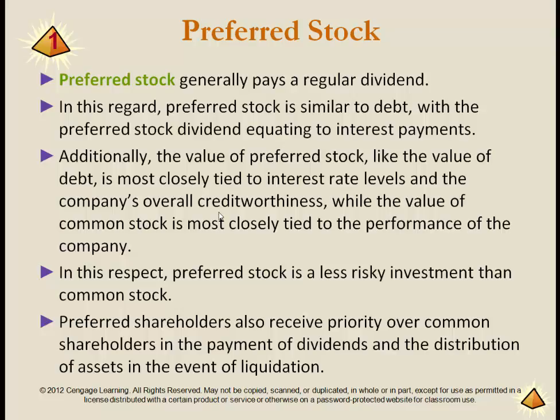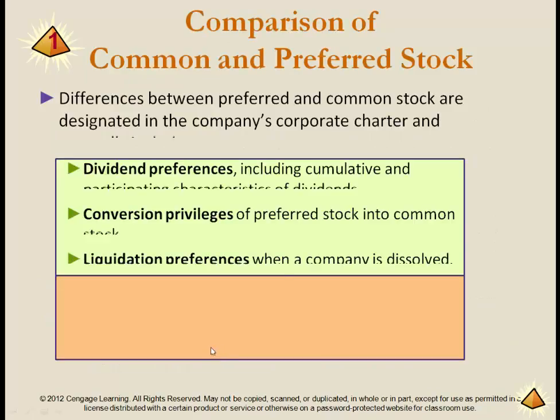In preferred stock, the value of it is really tied to interest rate and the overall creditworthiness of a business. It's a less risky investment than common stock, but also you're capped on what you can get on profit, either as a distribution or the increase in share price appreciation that we just talked about. But the one thing that's kind of interesting down here is this last one, that they get preferred or priority distribution of dividends over common shareholders, and it also says this in the event of liquidation.